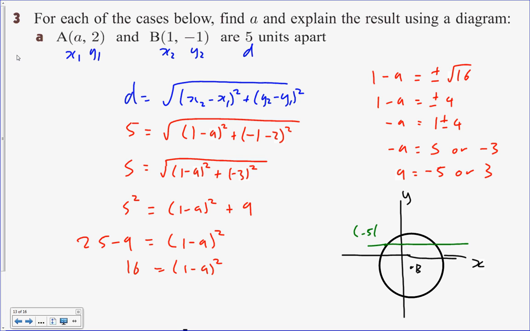-5, 2. And this point over here is going to be 3, 2. And what was that?